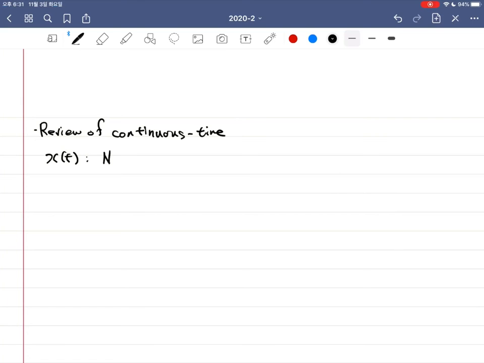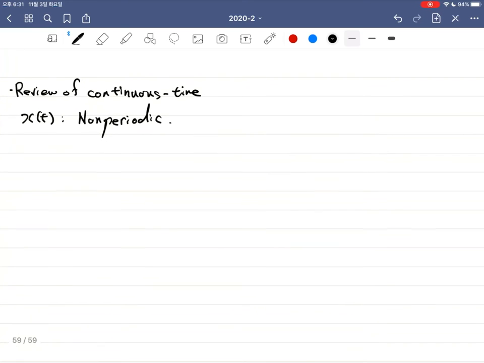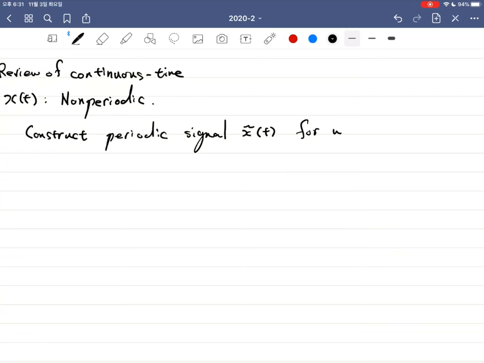And as x(t) is non-periodic, what we did was to construct a periodic signal. We denoted that as x tilde, for which one period is x(t). And we know that the periodic signal x tilde has a Fourier series, right?